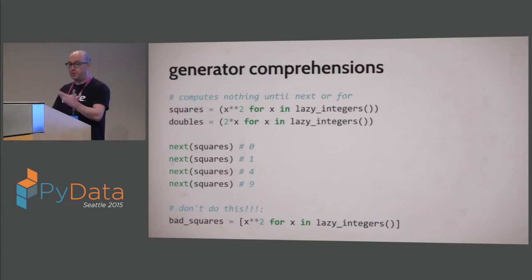Then when you call next, it'll do the first one, next it'll do the second one. In particular, if you use square brackets, it will try and compute all the lazy integers, and you'll be in a bad spot. So you don't want to do that.